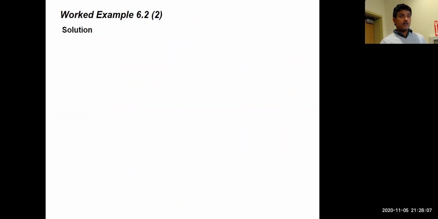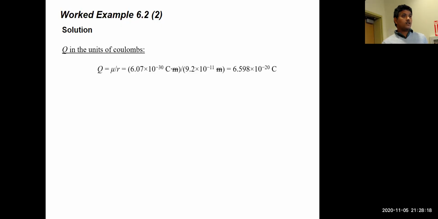Now that we have done that, we are going to use these two values to identify the charge Q in coulombs. Q is going to be mu over R, the dipole moment over R. We already identified mu in the previous slide, and R, so we arrange one over the other to cancel the units of meters, and we end up with the charge in coulombs, like we are supposed to. Now, the question asks you to express Q in partial electronic charges.